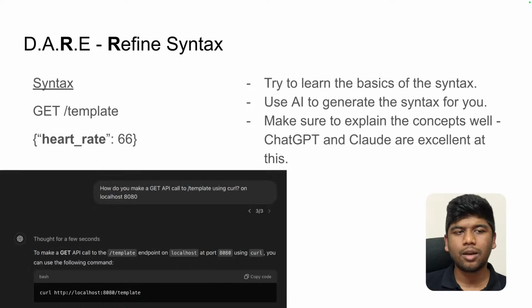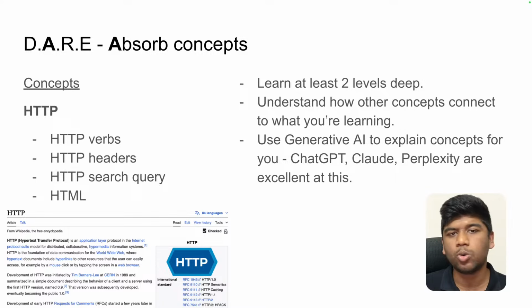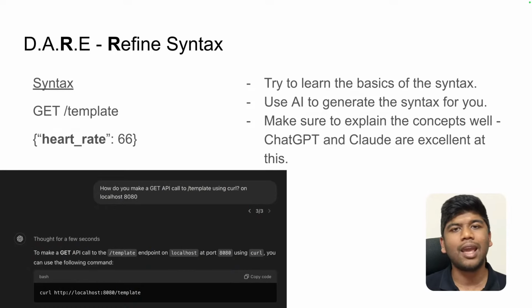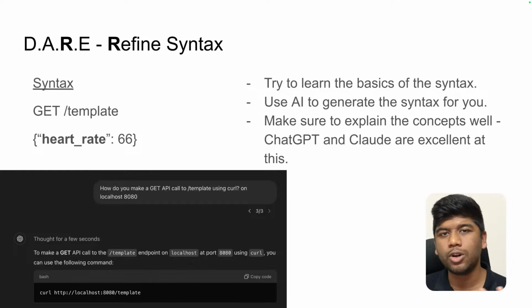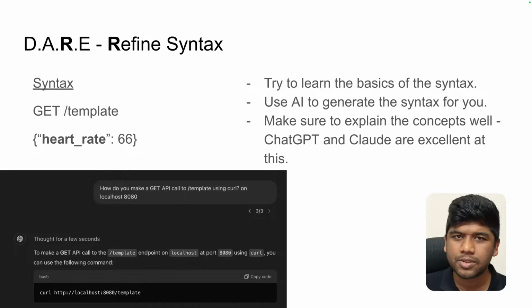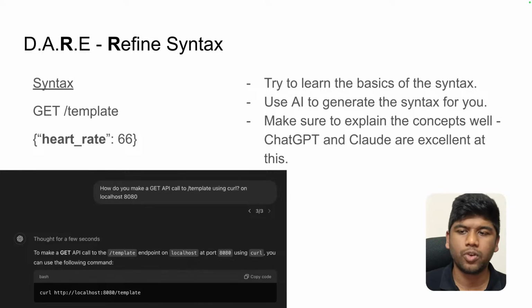The second thing that you have to do is refine the syntax, okay? Now you gotta absorb these concepts, understand, go two levels deep, ask AI to explain this. And you can actually get AI to refine the syntax for you. You don't need to learn the syntax fully today anymore. You just need to learn the basics of the syntax, what that is all about, and then use AI to generate the syntax for you, okay?